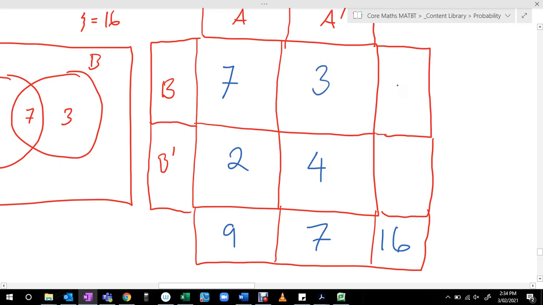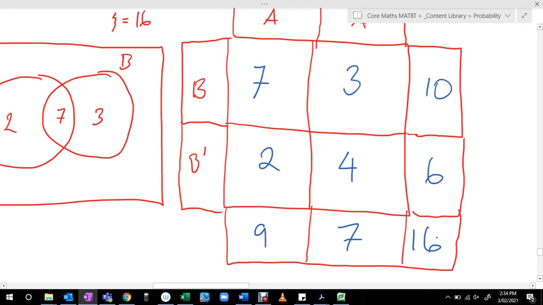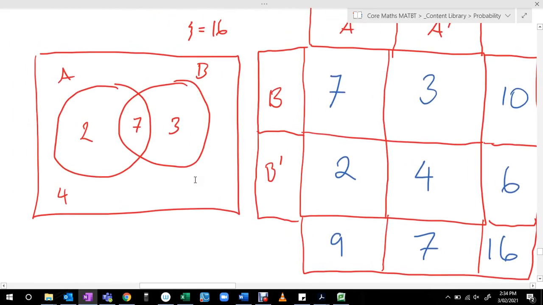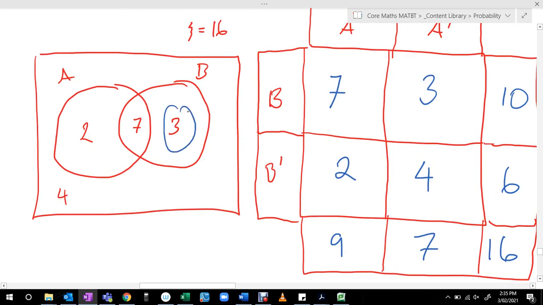7 plus 3 is 10. 2 plus 4 is 6. And if I add them up, 10 plus 6, 16. 9 plus 7, 16. There it is. Really easy. And you can actually match it to the Venn diagram here as well. So for example, if I wanted to look at B only, which is 3, I can see that B only is B but not A, so it's 3.